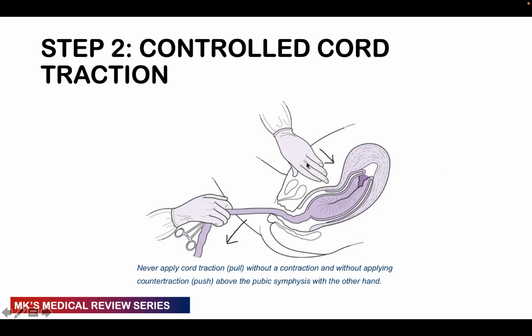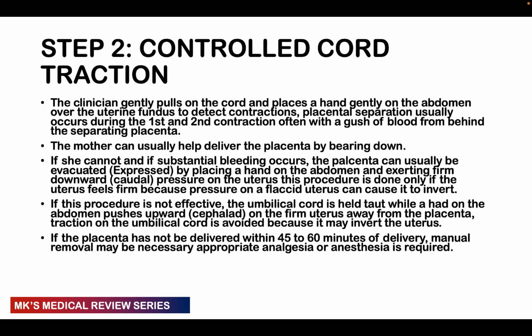As you can see, this arm is applying pressure above the pubic symphysis and supporting the fundus. This other one is applying pressure, pulling downwards. This should be done, of course, with a contracted uterus that has been given oxytocin. Then remember that the clinician pulls the cord and places the hand over the abdomen to detect any fundal contractions. And placental separation usually occurs during the first or second contraction, often with a gush of blood, with the retroplacental clot that slips and finds its way out through the vagina.